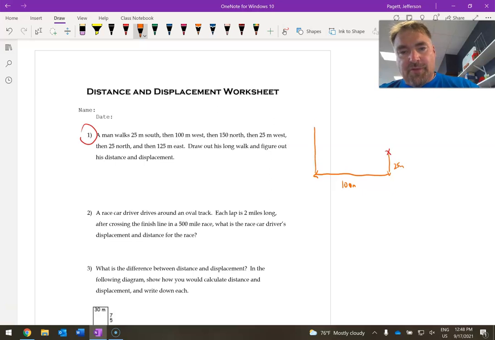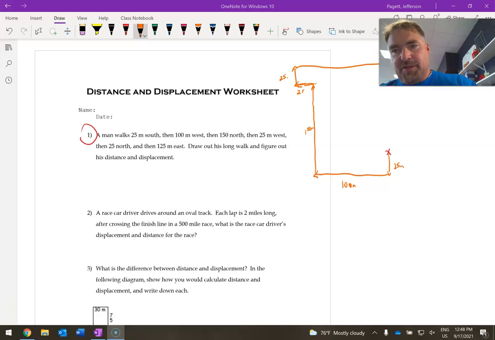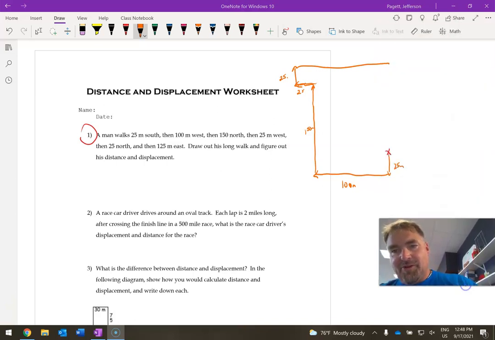He's going to go 150 north. And then 25 west. Oops, should be a little longer, my fault. 25. And then 25 more north. And then finally 125 east. So I draw that picture out. He's going to end right about here. Oops, I need to move my face. There we go. Going to end up right about here. This is where he ends. And I'll put that as a little red X as well.